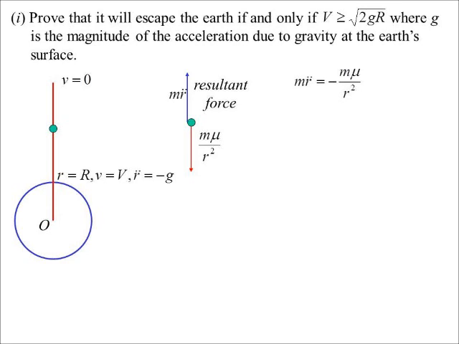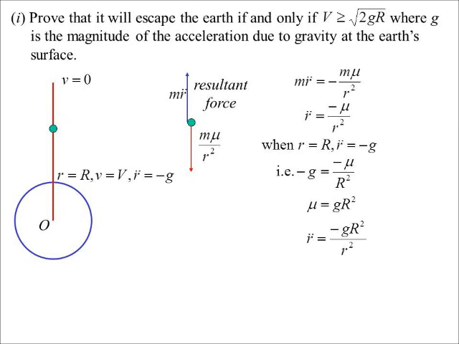There's only one force. It's in the opposite direction to what I'm calling the resultant force. Well, the m's will cancel. There's my acceleration. It's in terms of displacement. Now, I can work out mu from other information they've given me. They've told me that when r is capital R, acceleration is minus g. Subbing that in, I get that mu is actually g R squared. So there's my new acceleration equation, minus g R squared on little r squared.